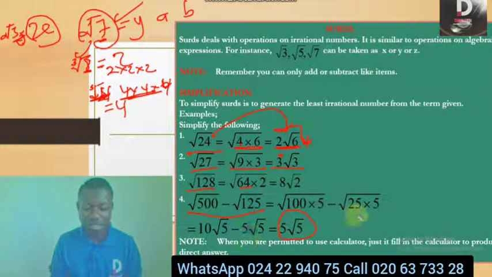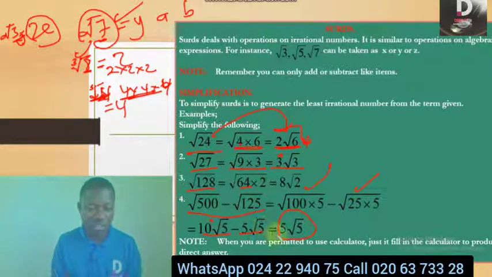So looking at this, the square root of 500 will produce 10 root 5. That means 10 squared is what? 100. So we bring it inside, as you can see here. This one too, it means it was 5 squared, or 25.